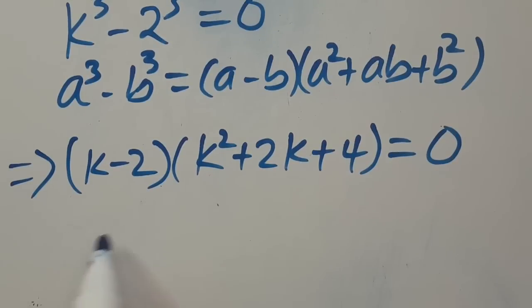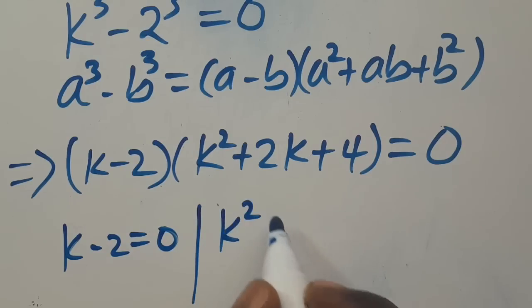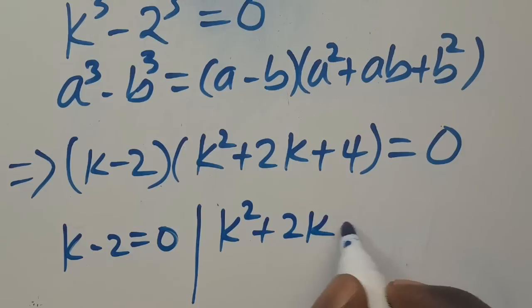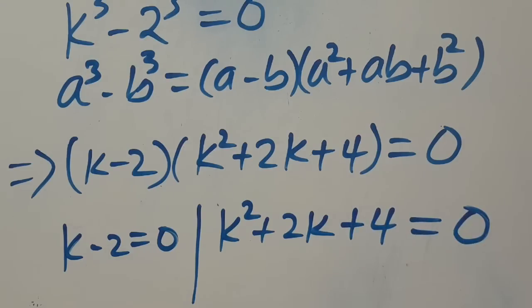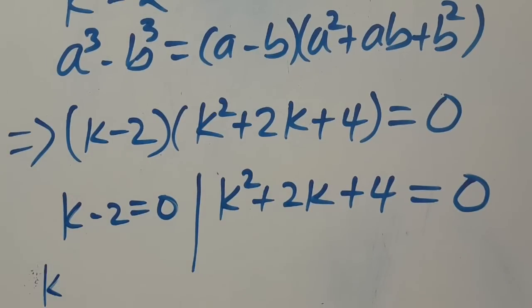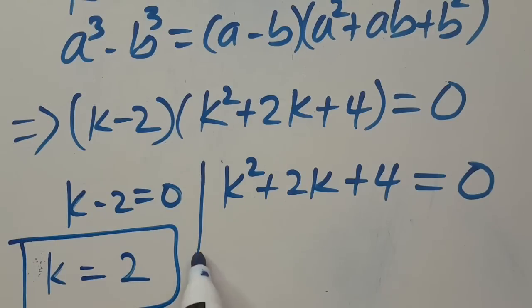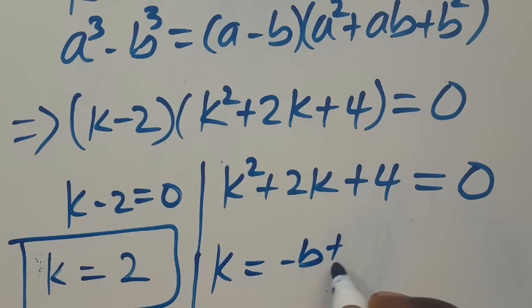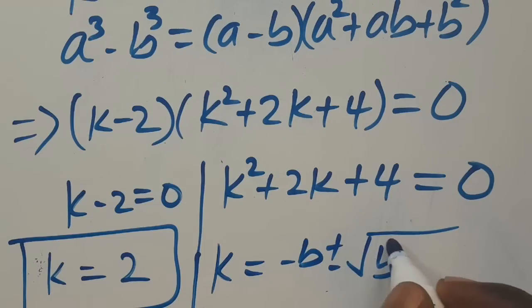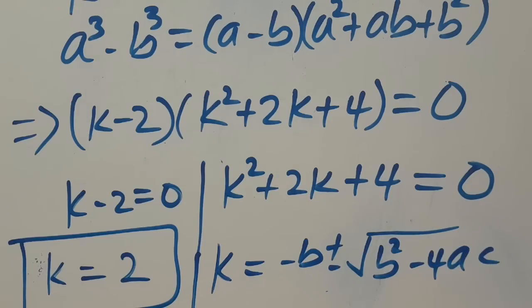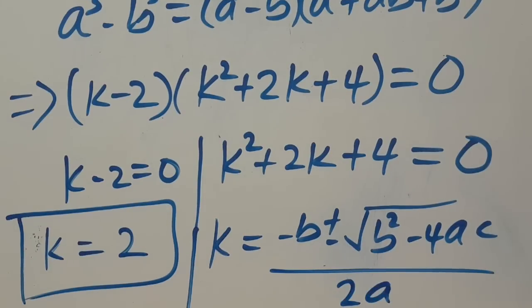Then from here, likewise, for this particular expression to be equal to 0, it's either we have k minus 2 equals 0, or we have k squared plus 2k plus 4 equal to 0. Then from here, we also have second degree solution to be k equals 2. Then from here, we can also get the possible value of k by applying the quadratic formula, as k equals minus b, positive or negative, square root of b squared minus 4ac, divided by 2a.